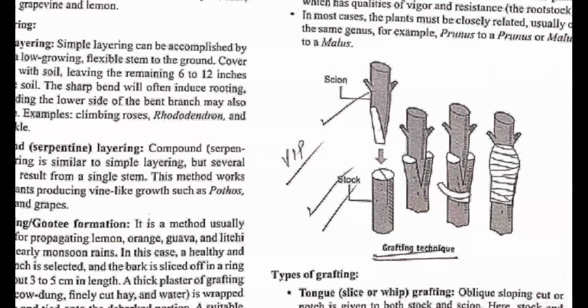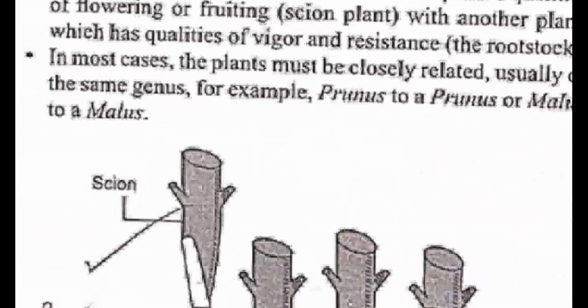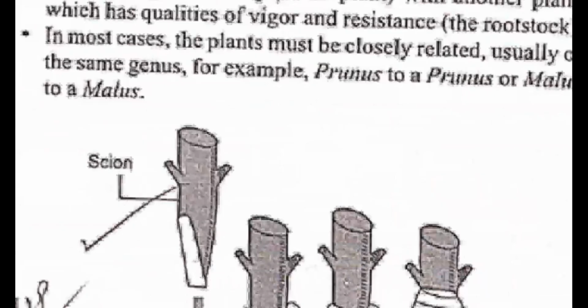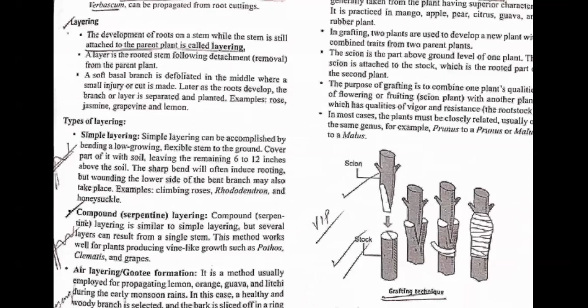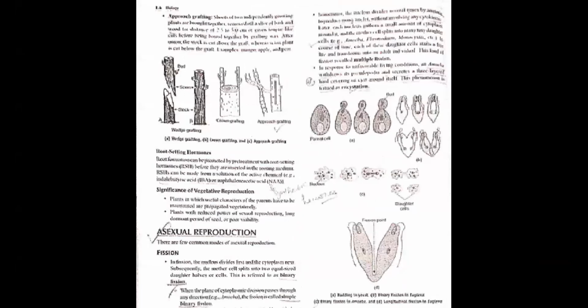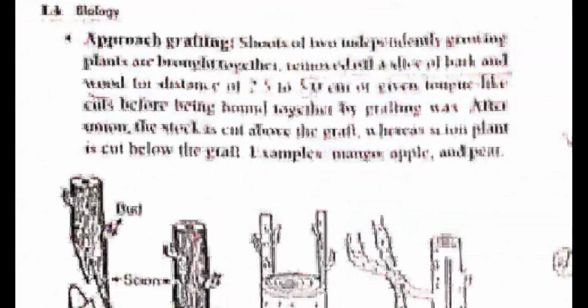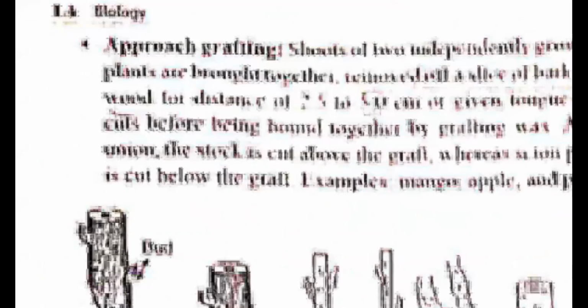After a few weeks, what will happen? It will grow as an entire plant. What examples have they given? Pyrus and also Malus. These are the two examples given in your book. And the next one, following the same methodology, is called approach grafting.